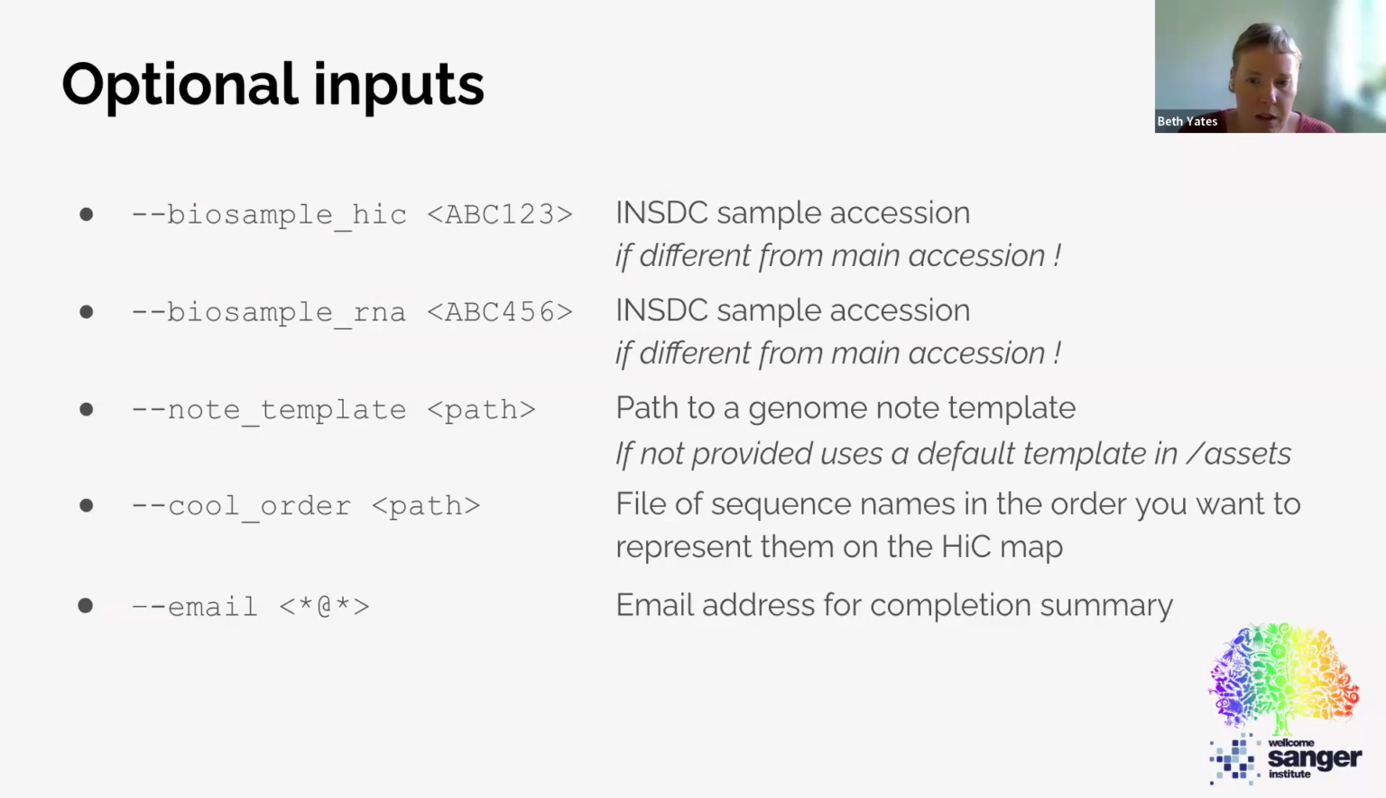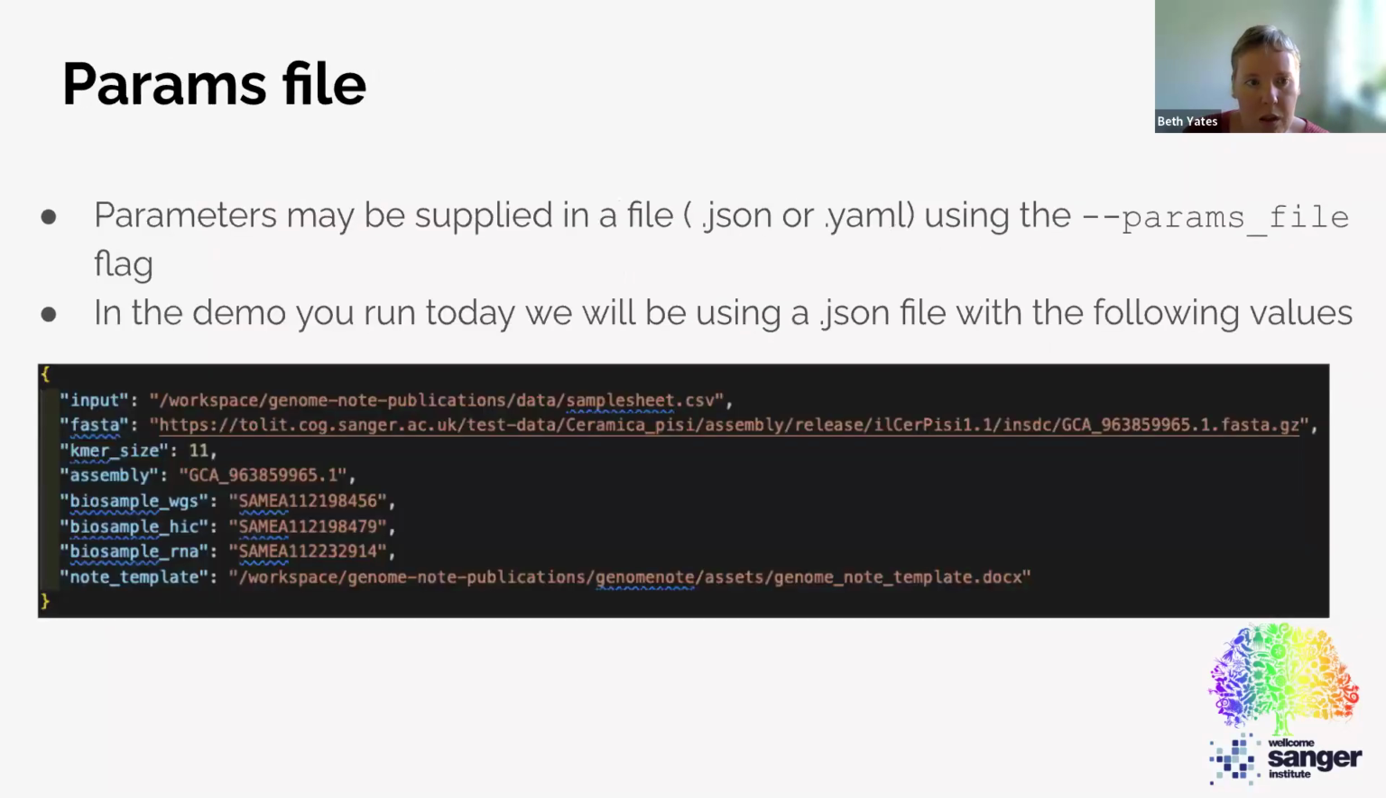I've not given the full list of inputs here, but they are all on the website. You can provide the pipeline with an email address. Once the pipeline's completed, it will send you an email and give you a summary of what happened. And then for Hi-C, if you want to specify the sequence names in the order that you want them to appear on a Hi-C map, you can give a file that will define those, but the pipeline will work without that. So that's an optional input.